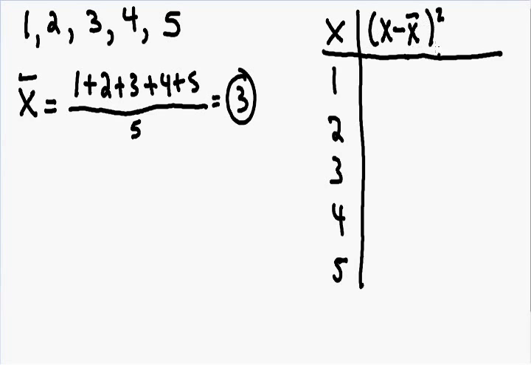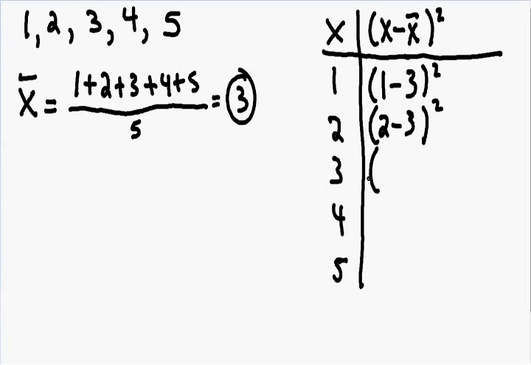And in the right-hand side of the table, in this column, we just put x minus x bar. So in the first row, we have an x of 1. So our x value is equal to 1 minus x bar, which is our average. So (1 minus 3) squared. In our second row, we have an x value of 2. So 2 minus x bar, our average, 3. And then we have to square it.